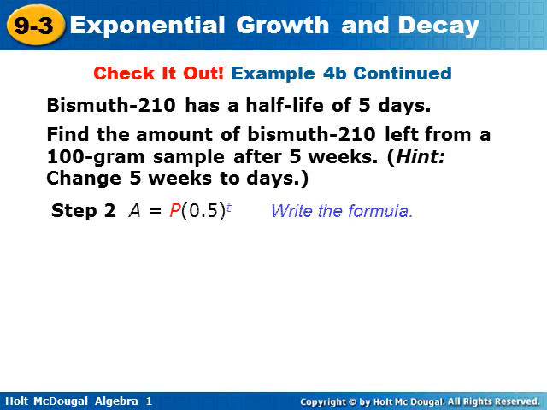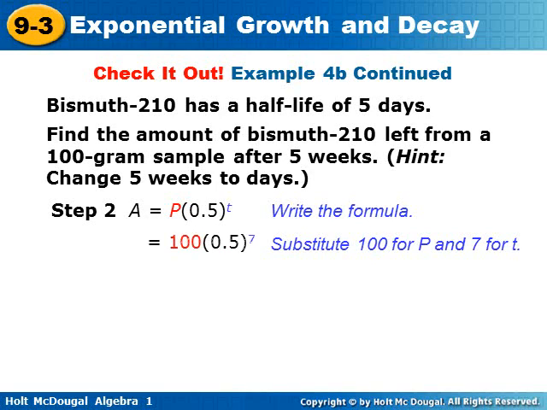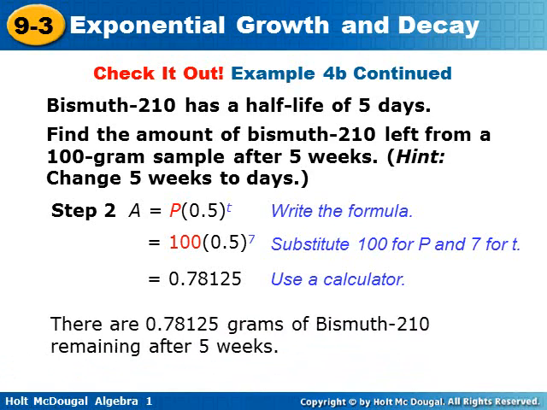So the formula is A equals P times in parentheses 0.5 raised to the power of T. So we're going to substitute 100 for P, that's the original amount we started with, 100 grams, and 7 for T, that's the amount of half-lives. So we get 100 times 0.5 raised to the power of 7. Plug it into our calculator, and we get 0.78125. There are 0.78125 grams of bismuth-210 remaining after 5 weeks.